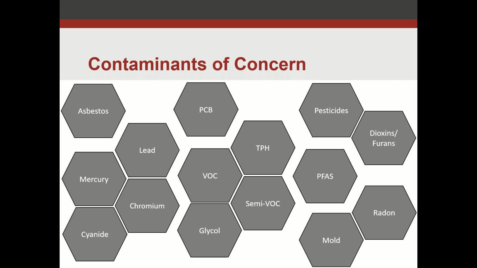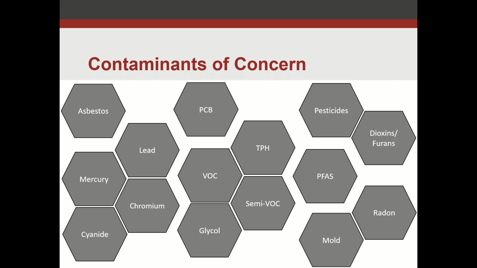Pesticides, dioxins, furans. So dioxins, furans would be your byproducts from an incomplete combustion type scenario. So if you have an incineration that occurred historically, you might have contaminants from dioxins and furans in the waste ash that should be cleaned up. PFAS, all those emerging contaminants.